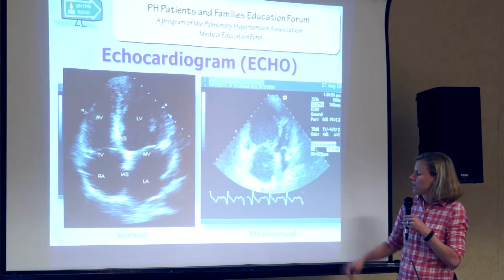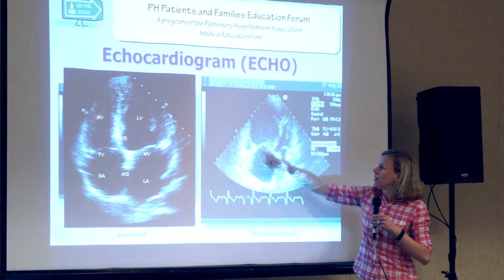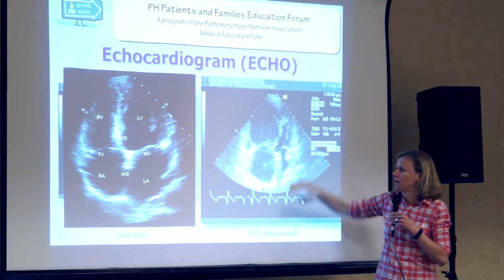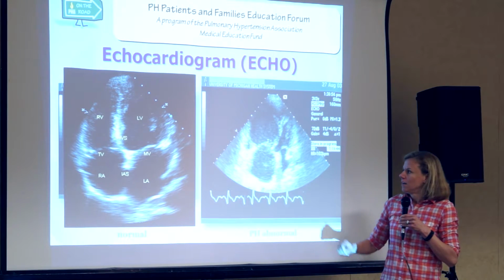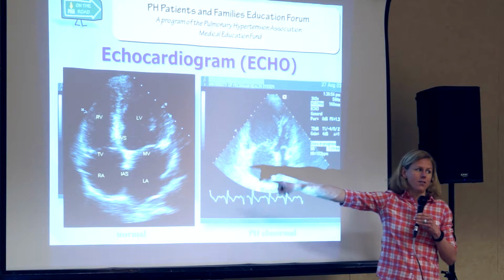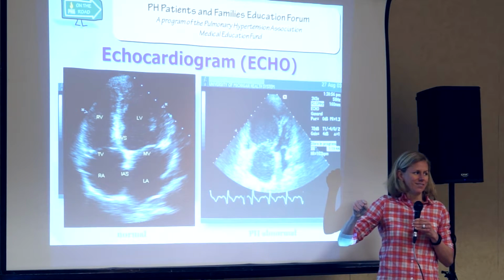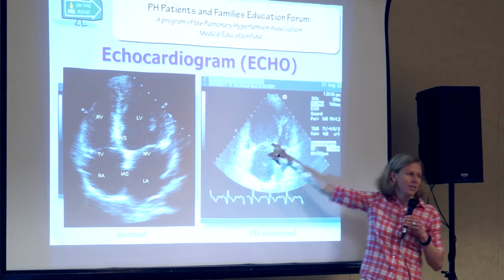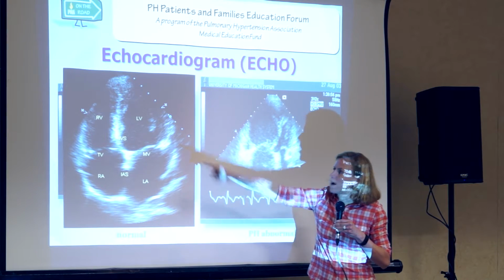In a patient with pulmonary hypertension, this is the right side of the heart here, and this is the left side of the heart. And we'll have an audience participation here. Do you think the right side of the heart is bigger than or smaller than the left side of the heart? Bigger, right? It's much bigger. I mean, it's huge. See, it looks like a balloon here. It's no longer shaped like a triangle like that one.